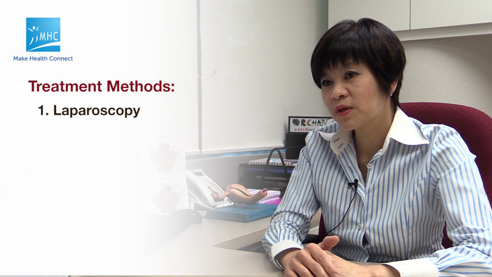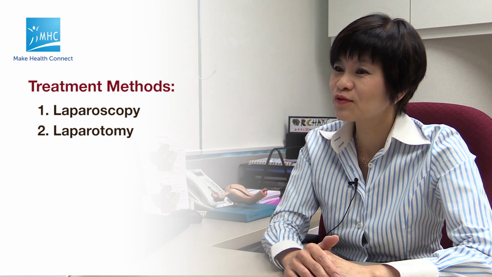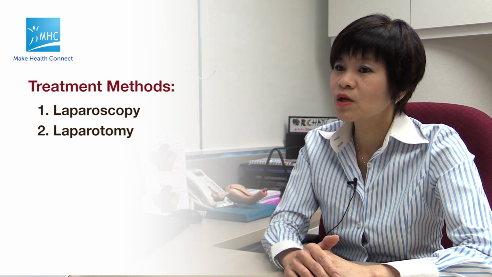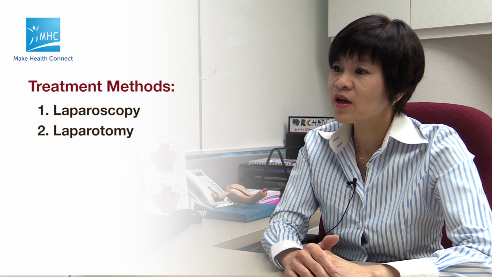Treatment of ovarian cysts has to be surgical. That means we have to surgically remove them. We have two methods of removing the ovarian cyst: one by laparoscopy, two by laparotomy. Laparoscopy is a keyhole surgery. It is an endoscopic surgery whereby we use telescopes that are inserted into the abdomen, and then we use instruments to remove the cyst.